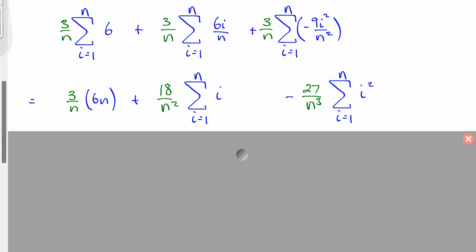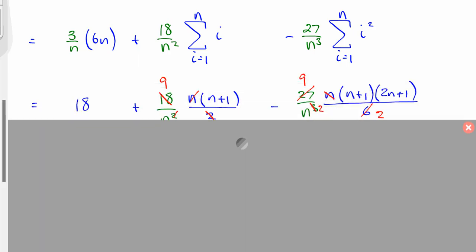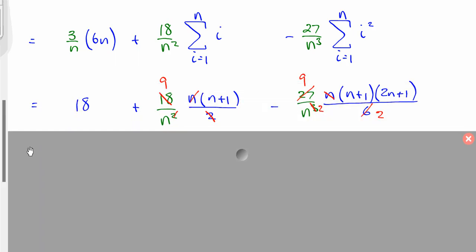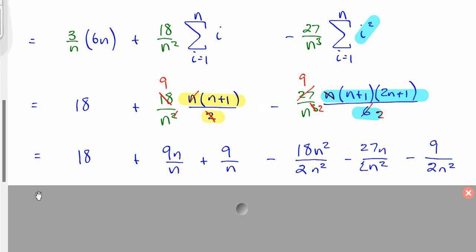And now we can apply those formulas that we looked at yesterday. The sum from i equals 1 to n of i is n times n plus 1 all over 2. And the sum for i squared is going to be this expression. Those I would give to you on a test or quiz. Then we'll do some simplifying. There we go, expanding to get rid of those brackets.